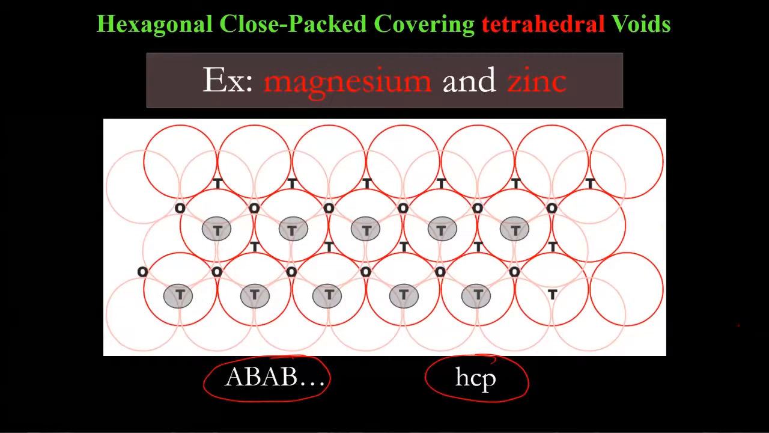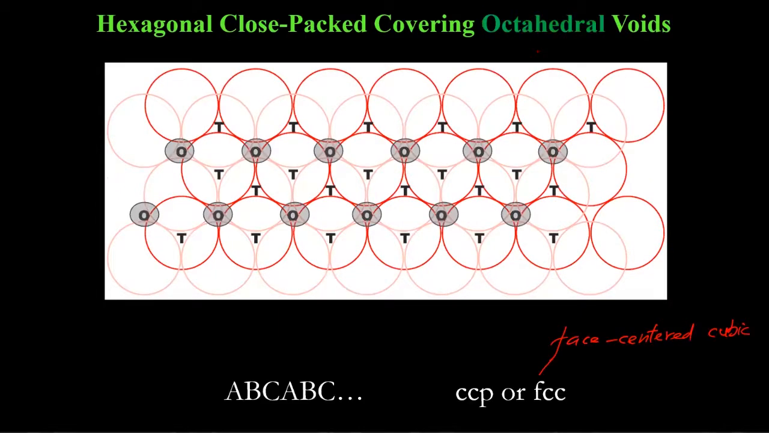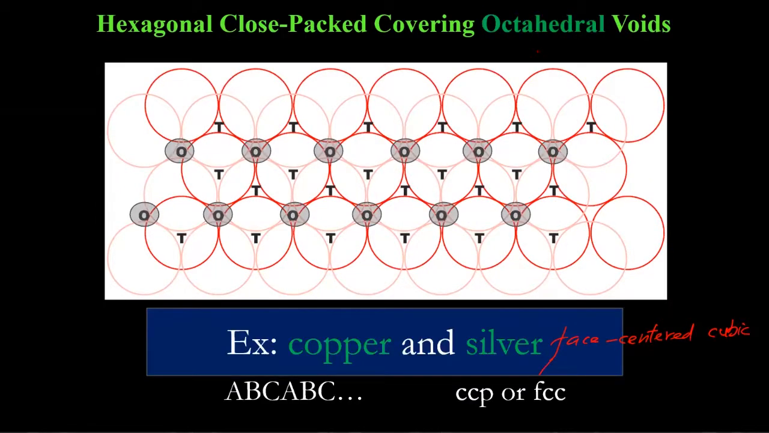Tetrahedral voids examples are magnesium and zinc, HCP. You will be given just zinc. You won't be told which type of lattice it is; you have to remember. Similarly, magnesium is given. If you don't remember that it is HCP type, you won't be able to answer. If silver is given, you have to remember that it is FCC type, copper FCC type, and octahedral voids.